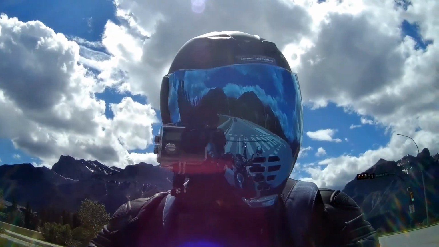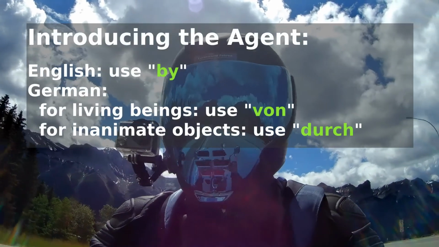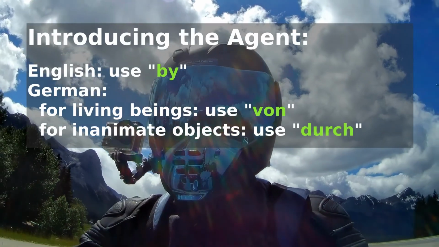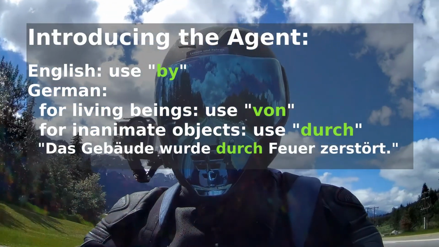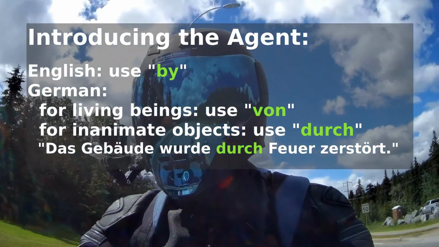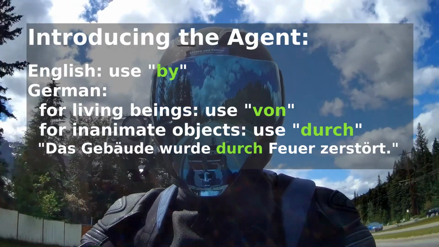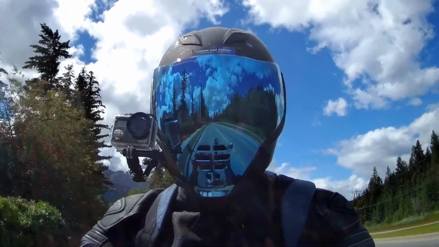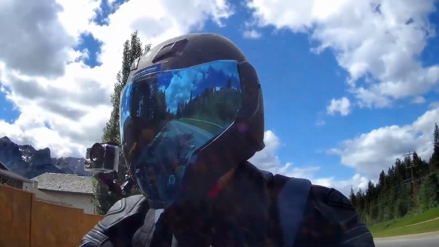Now, if the agent is an inanimate object, you don't use von, but rather durch. Durch literally means through, but again, don't try to translate it literally. If you say das Gebäude wurde durch Feuer zerstört, the building was destroyed literally through fire, but we wouldn't say it that way in English. You have to translate durch in the passive voice to by. The building was destroyed by fire. And durch is an accusative preposition, so again, be careful when you're forming passive voice sentences, because the case can change on you depending on what you're talking about.